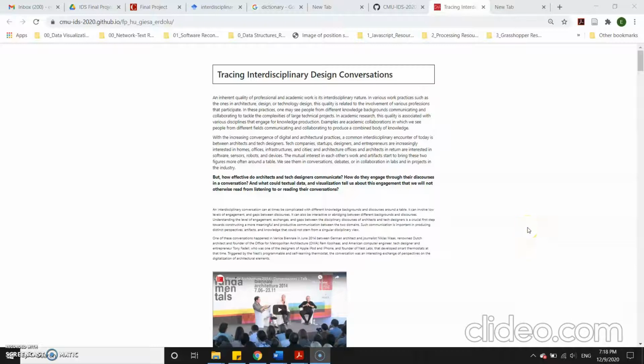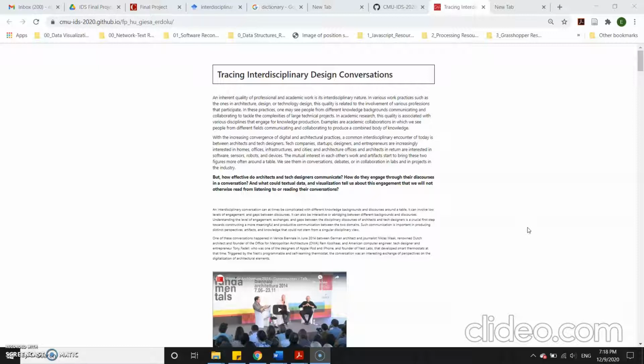The mutual interest in each other's work starts to bring together architects and tech designers more often in interdisciplinary conversations, debates, or collaborations. But how effectively do architects and tech designers communicate? How do they engage through their discourses in a conversation? And what could textual data and visualization tell us about this engagement that we would not otherwise get by listening to or reading their conversations?